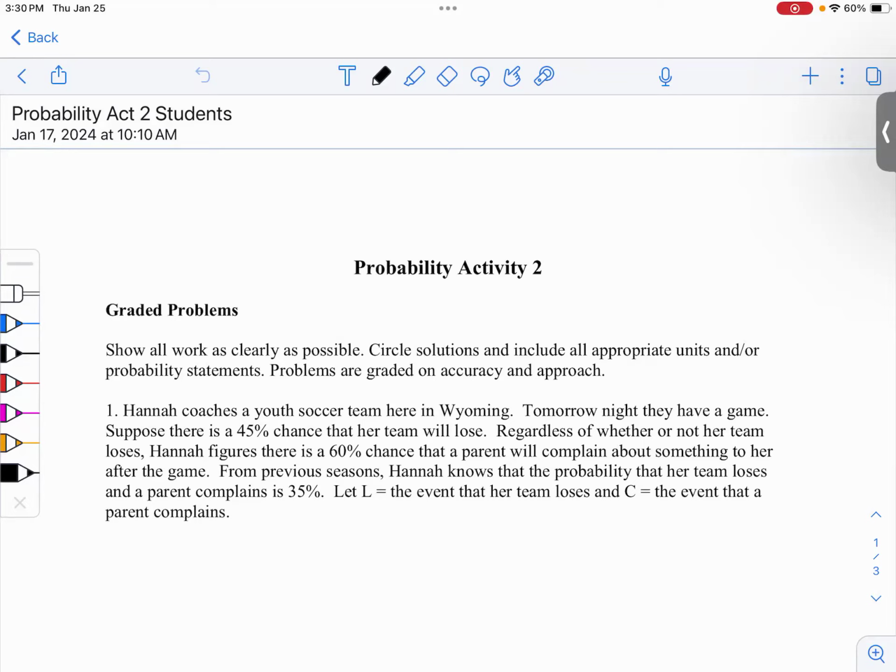The tree diagram just basically looks like a bunch of branches, like when you draw a family tree.